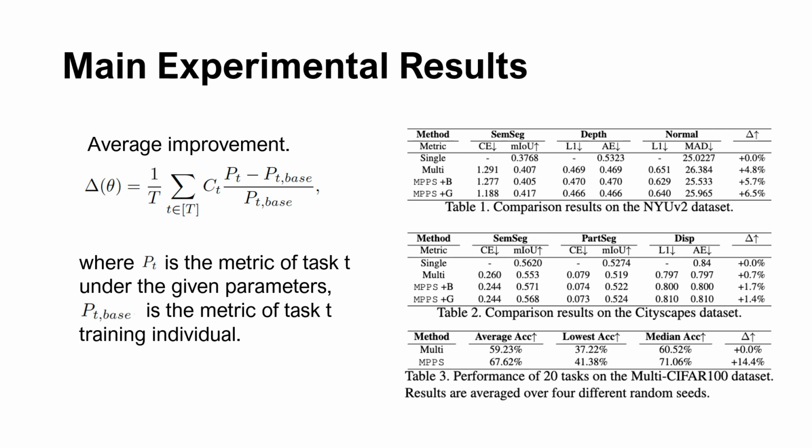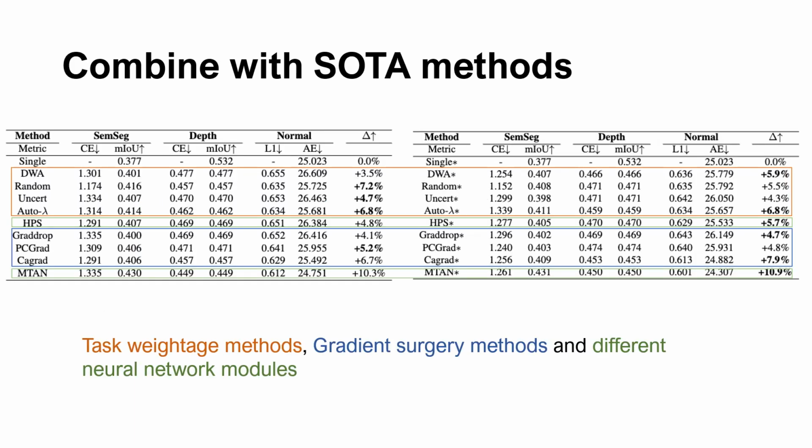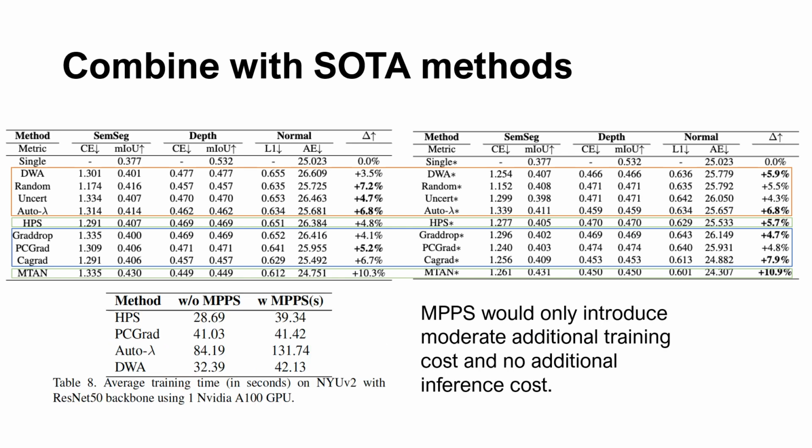Here we show the performance of the MPPS method on 3 different benchmarks, and we can see that our method outperforms the benchmark method on all benchmarks. We implement MPPS with many SOTA methods, which include task weightage methods, gradient theory methods, and different neural network designs. Our experiment results show that MPPS can work with most methods to achieve better performance. And MPPS would only introduce moderate additional training cost and no additional inference cost.